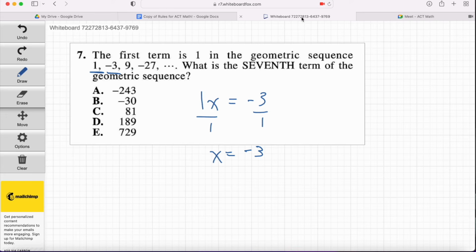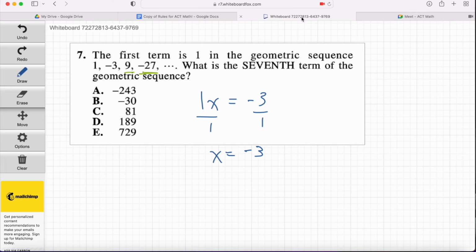Because when we're going from -3 to 9, are we multiplying by -3? Yes, we are. When we're going from 9 to -27, are we multiplying by -3? Yes. Heck yeah, we are.